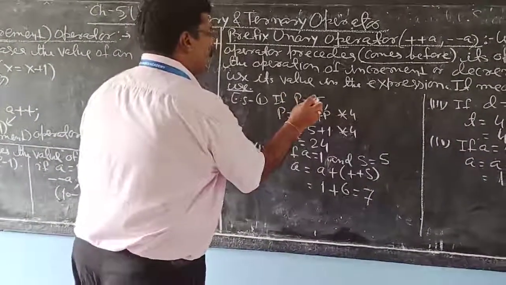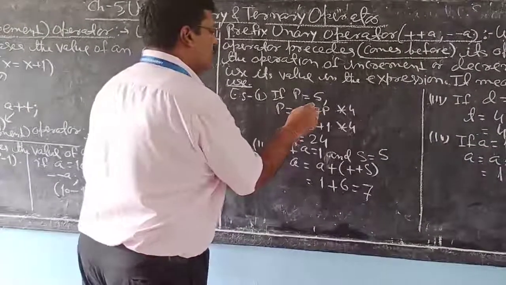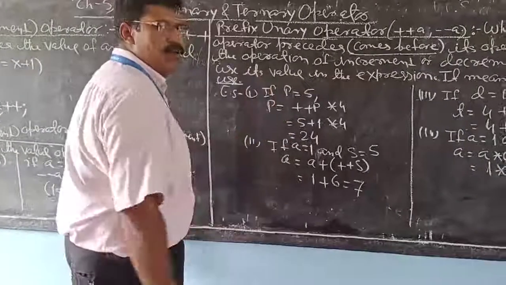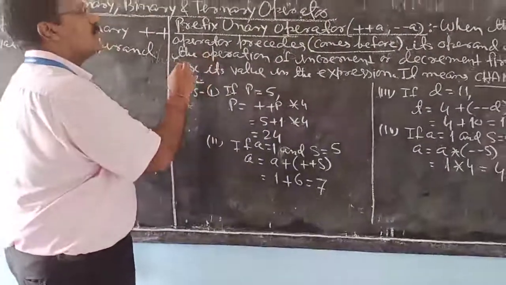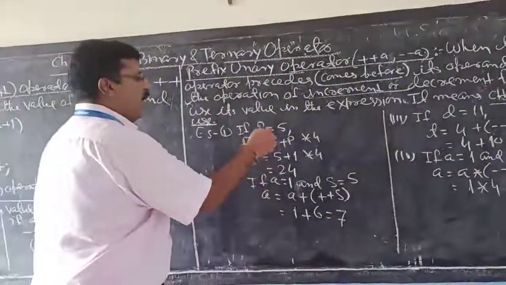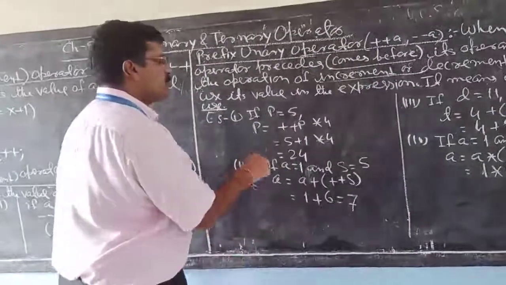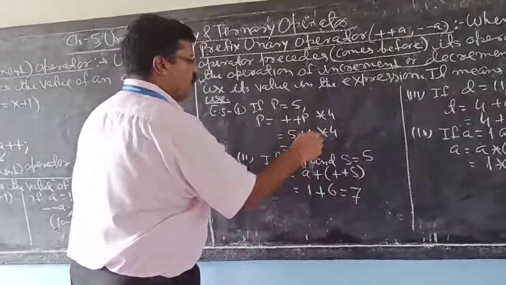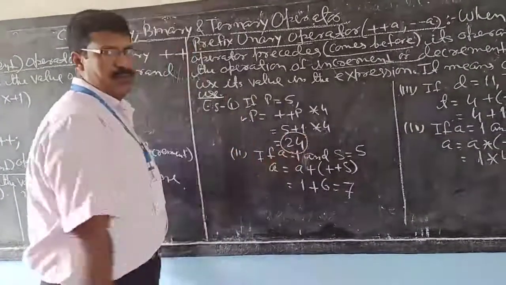If p equal to 5, suppose the value of p is 5, then p = ++p * 4. So what will be the final value of p? The ++p first increases the value. So 5 will be increased by 1, because ++p means p plus 1. So 5 plus 1 comes 6, and 6 into 4 comes 24. So the final value of p will be 24.